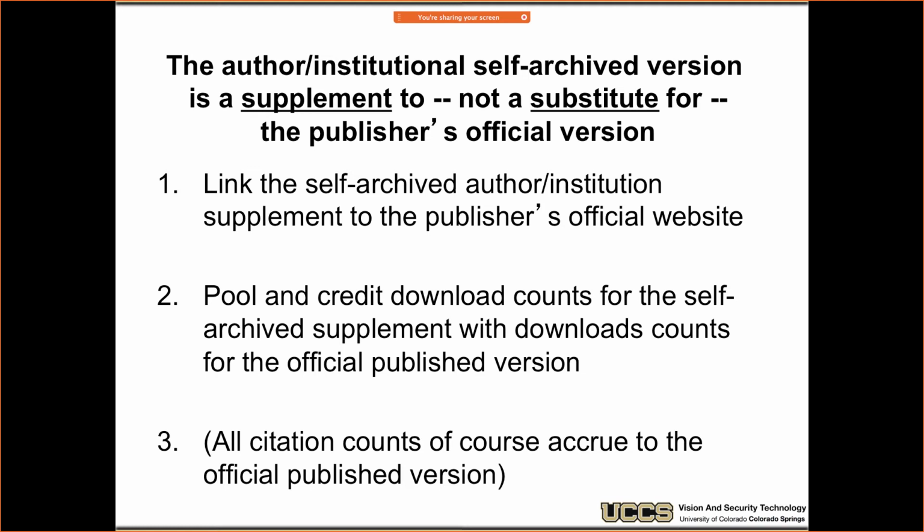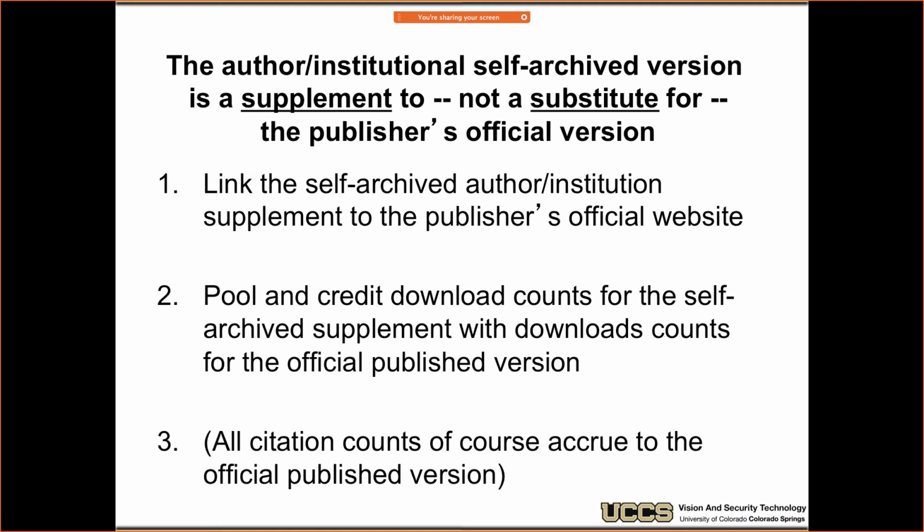Okay, so an author institutional self-archive version is a supplement to, not a substitute for, the publisher's original version. Your arXiv paper should be viewed as a supplement to the official publisher's version, right? That's the way I like to think about it. It's an early preprint. During the editor review process, your paper will get better and be revised, so the paper will evolve. That's why arXiv's idea of versioning was very good, because it allows you to see all the different versions.